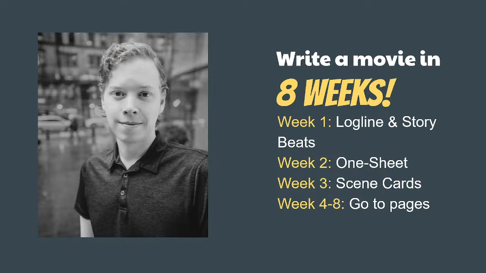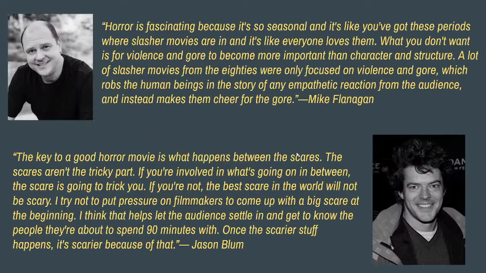Here's the basic overview of the upcoming course. We start with week 1 on logline and story beats. Week 2 is on one-sheet. Week 3 is on scene cards. And weeks 4 to 8, we go to pages. So week 1 will be just working on the very basic shape of your story. Week 2 is where we get more concrete and specific, and you actually start writing pages on week 4, meaning you don't have to even download screenwriting software until halfway through the course.